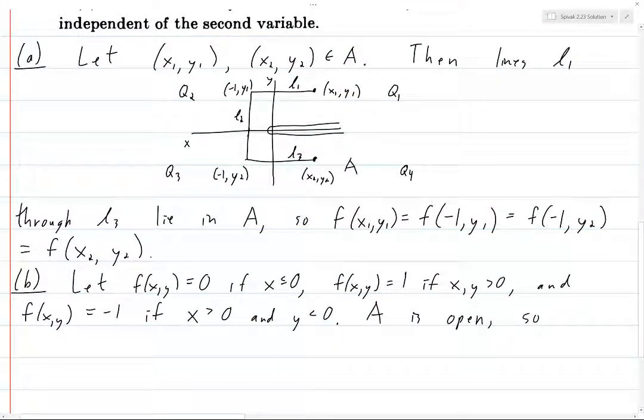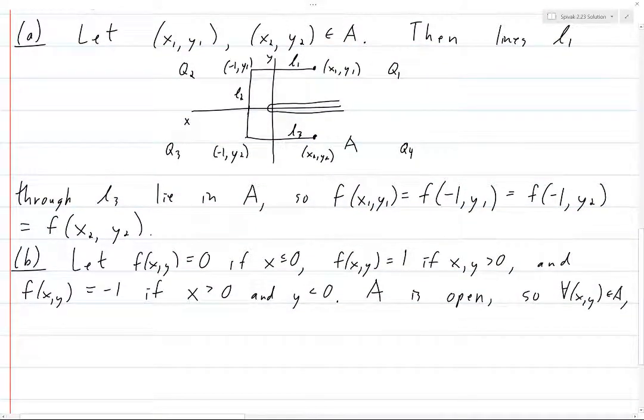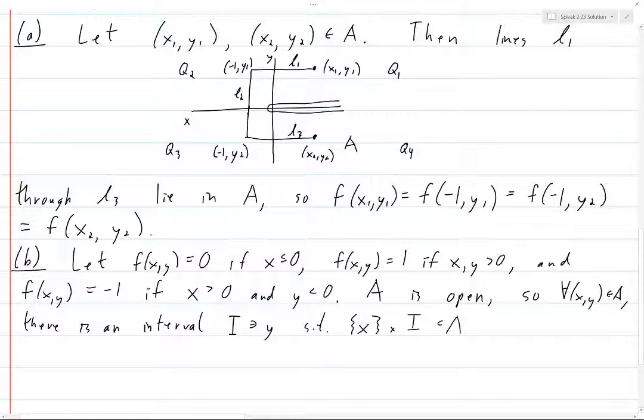And so, if you take any x, y in A, then there is an interval I which contains y such that if you take the singleton point x and take its direct product with this interval I, this will be entirely contained in A.